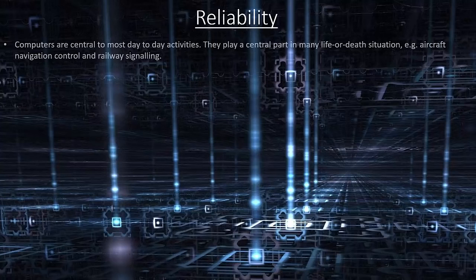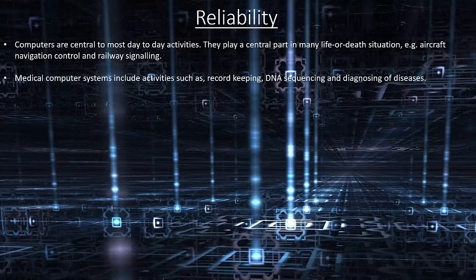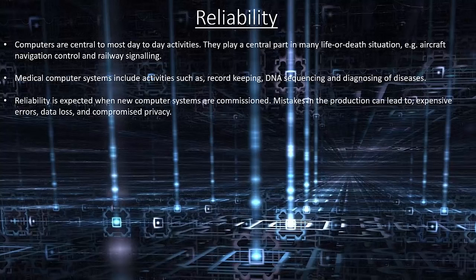Reliability. Computers are central to most day-to-day activities. They play a central part in many life or death situations, for example, aircraft navigation control and railway signaling. Medical computer systems include activities such as record keeping, DNA sequencing, and diagnosing of diseases. Reliability is expected when new computer systems are commissioned. Mistakes in the production can lead to expensive errors, data loss, and compromised privacy.